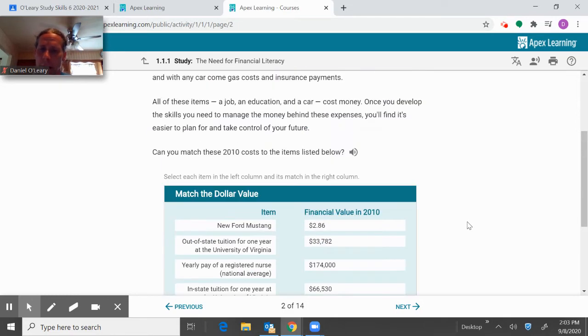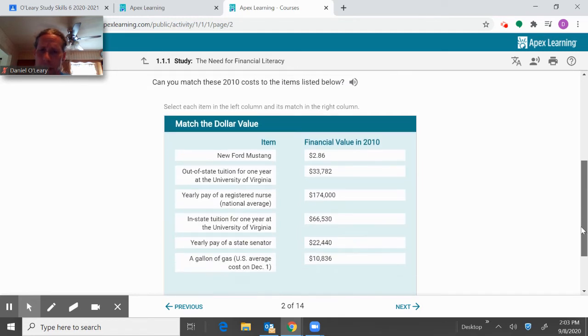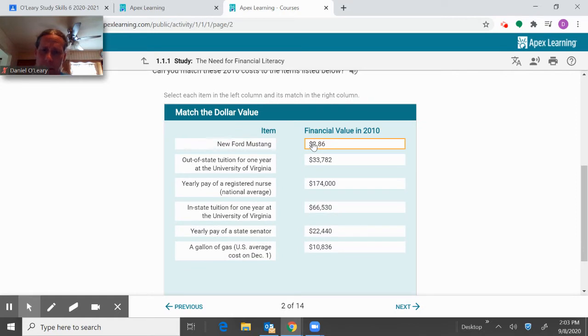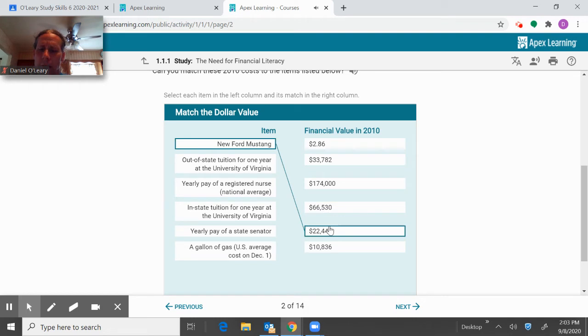And then here, match the dollar value. So putting what you think it would be. If you bought a new Ford Mustang, would that be $2.86? Probably not. You'd want to click on these. And it looks like as you click these, select each item in the left column and it's matched. Oh, okay, so if we click, maybe it'll tell us we're right. Okay. New Ford Mustang. There we go. So it clicks. I gave you the first one. So as you click, you click the other one that you think it would be.